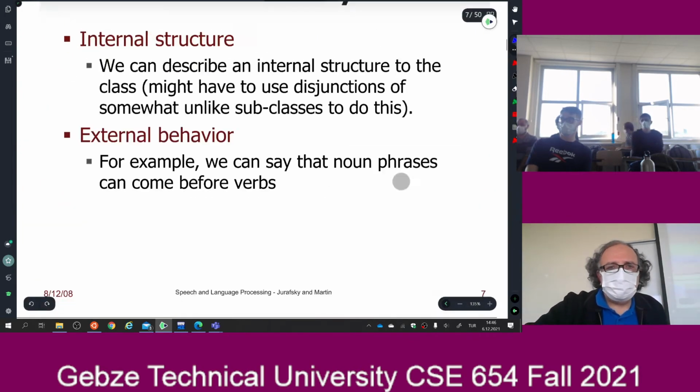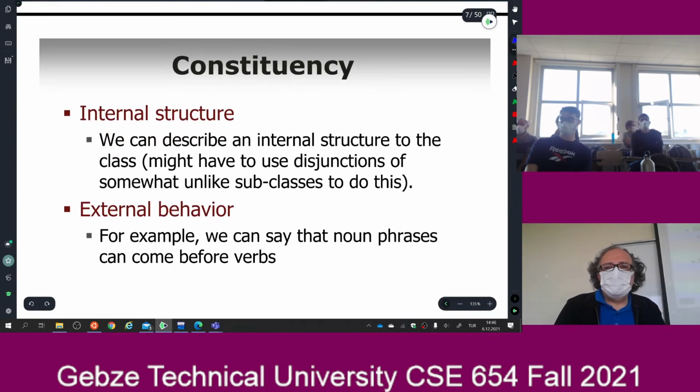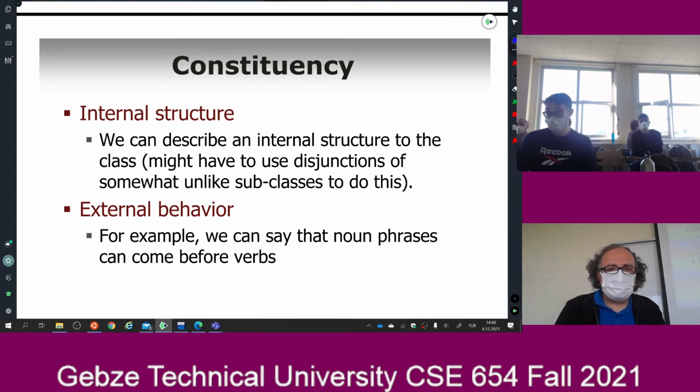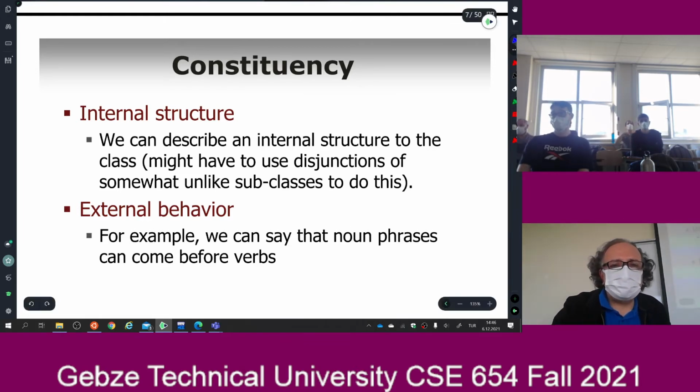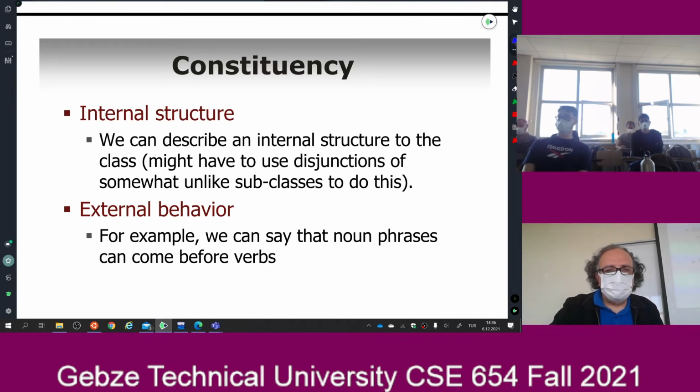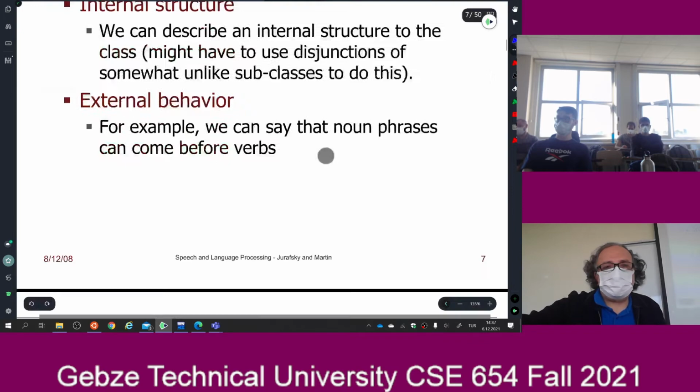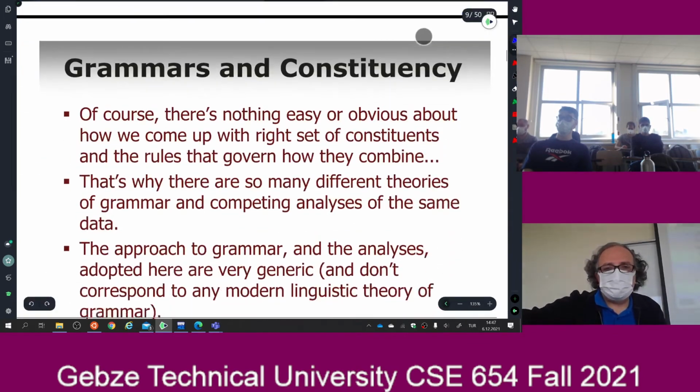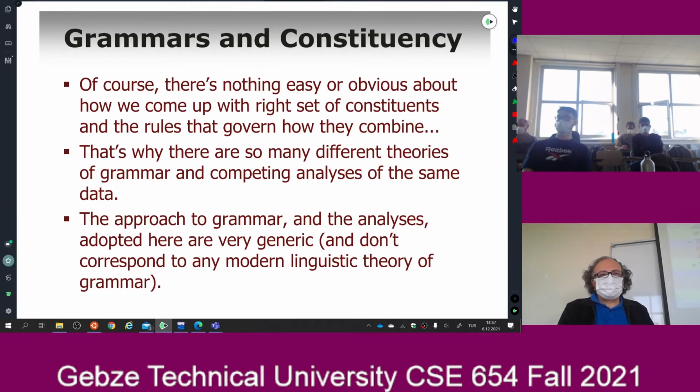So that's the constituency. If you are forming some kind of a constituency, it has this internal structure defined by formal rules. Also, their external behavior should look right: if it's a noun phrase, then it has to come before the verbs, etc. So that's the idea of constituency, and our formal grammar, especially the ones using context-free grammars, will depend on this idea of constituency.